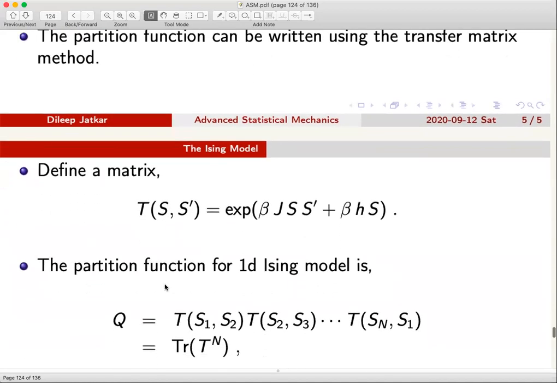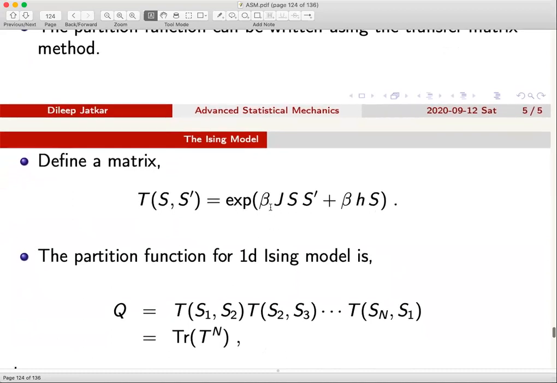So our partition function, which is a sum over all possible configurations, is basically just a product of this transfer matrix. Let's look at it this way. T(S1, S2), this is the interaction between S1 and S2, multiplied by T(S2, S3), and so on. So the S1 S2 interaction is already taken care of, so the only interaction S2 has now is with S3. Then you have T(S3, S4), dot, dot, dot, all the way up to T(S_{N-1}, S_N). And then because of the periodic boundary condition, we have one more term, which is T(S_N, S1).